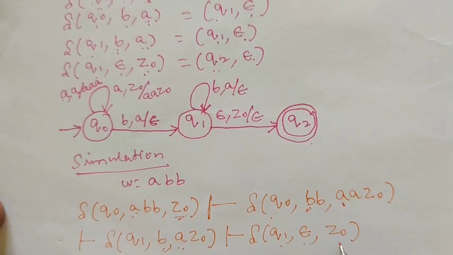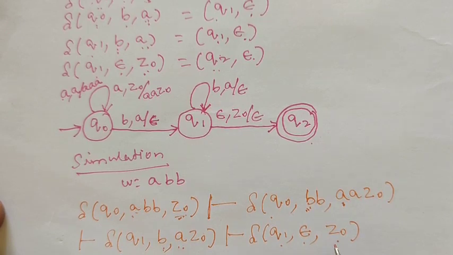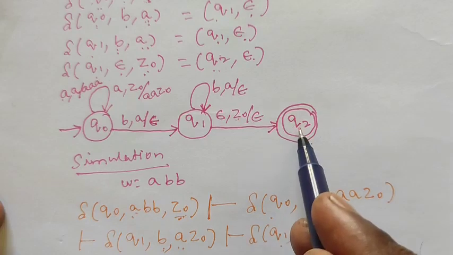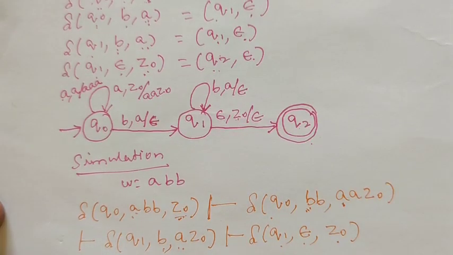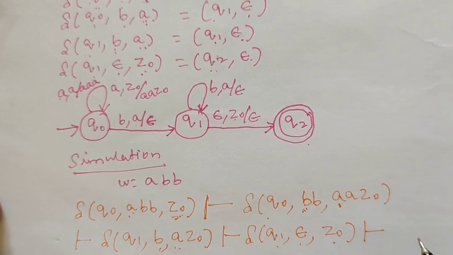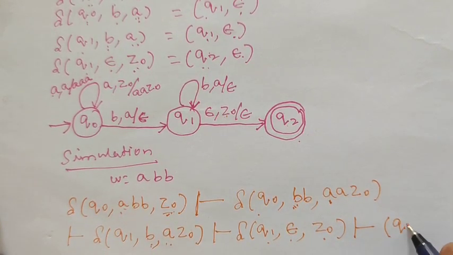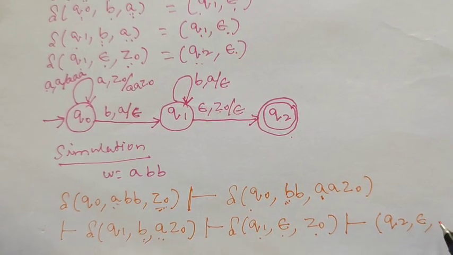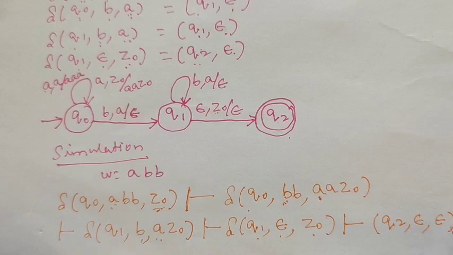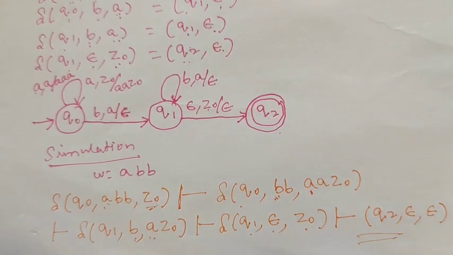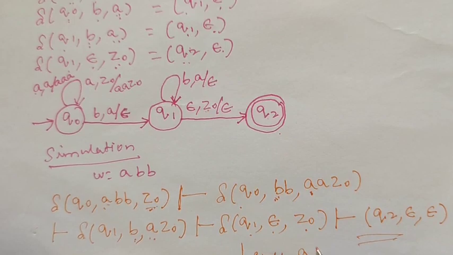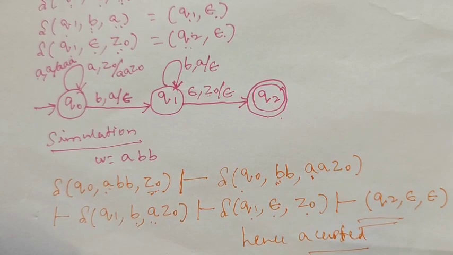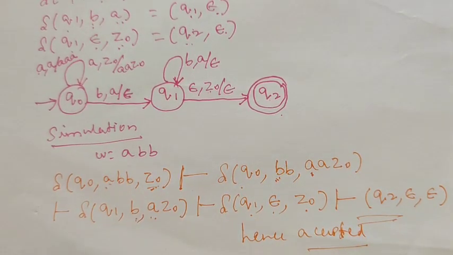Now we are in state Q1. Input is epsilon and the topmost symbol is Z naught. That means we move to the final state. Move to the Q2 state, which is the final state. Since this is the final state, no more transitions are required. Directly write Q2, input is epsilon, and the stack is replaced by epsilon. Hence the language is accepted. This is how you can design a pushdown automata for the language a to the power of n, b to the power of 2n.